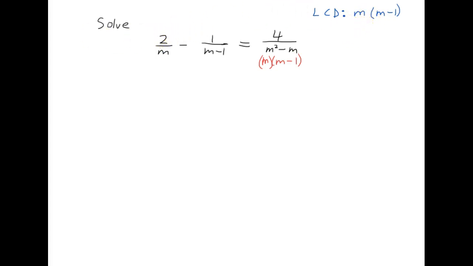And now what we'll do is multiply everything by that least common denominator. So I'll put that over here, m times m minus 1. And that's all over 1 just to make it a fraction. And I'll multiply that by this fraction, and this fraction, and this fraction, or every single part of the equation. When I multiply it by this fraction, the m's will cancel out. So we'll just have 2 times m minus 1. I'll write that here. 2 times m minus 1.